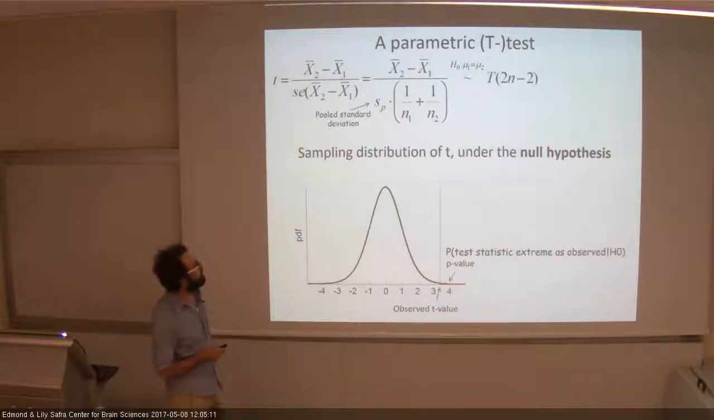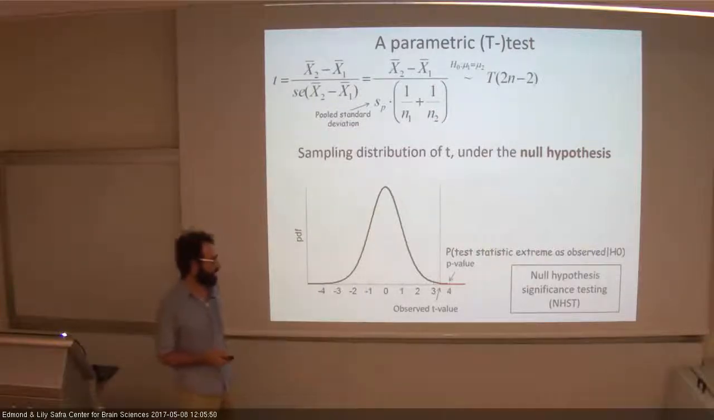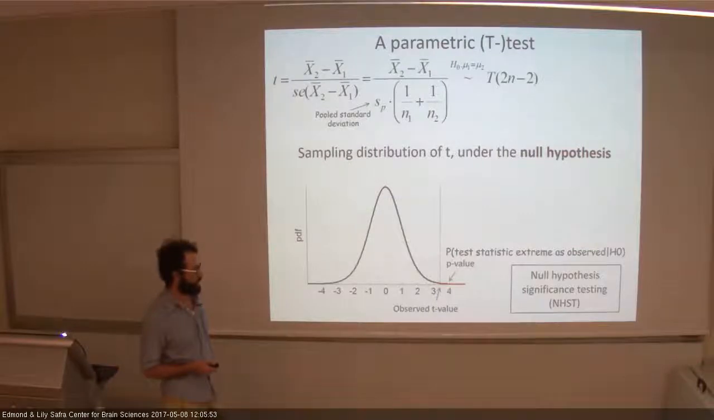Given the assumptions, the t-statistic is distributed under the null, which means under the assumption that there's no difference between males and females, in a particular analytically defined distribution. And we look at the observed t-value, and this integral is the p-value, which means the probability of observing a test statistic as extreme as the one we are observing, given the null hypothesis. Again, given the assumption that there's no difference in the population. Generally, this is a case of null hypothesis significance testing. Most of the other methods we'll see are also cases of that.